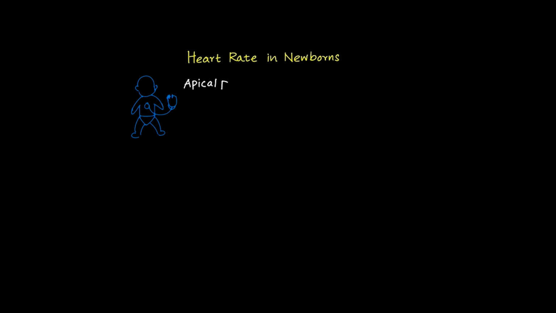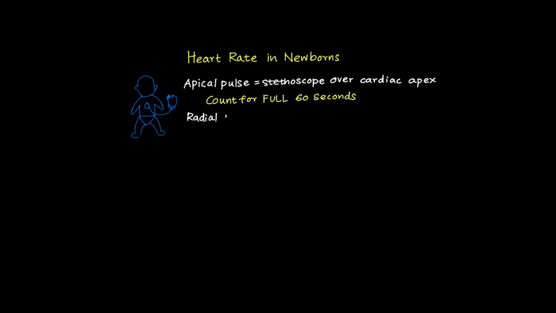The standard practice is to place the stethoscope over the cardiac apex. That's the point of maximal impulse on the left chest. And listen for one full 60 seconds. Why a full minute? Because newborn heart rates are fast and can be irregular, and counting for a shorter period and multiplying introduces error.